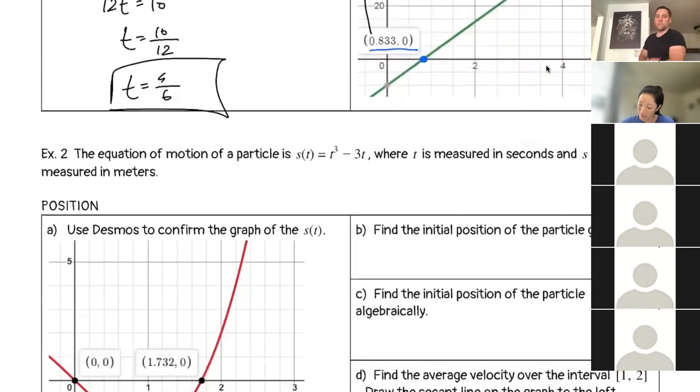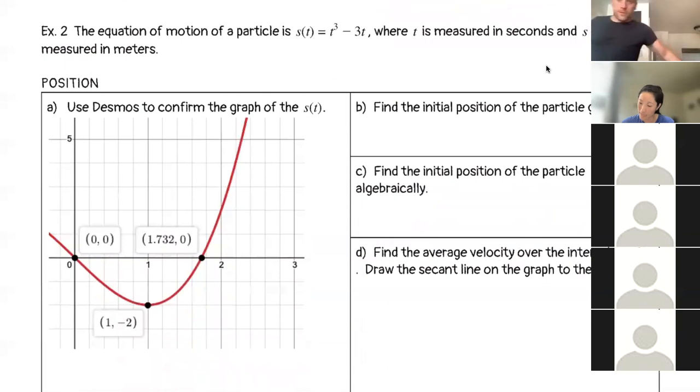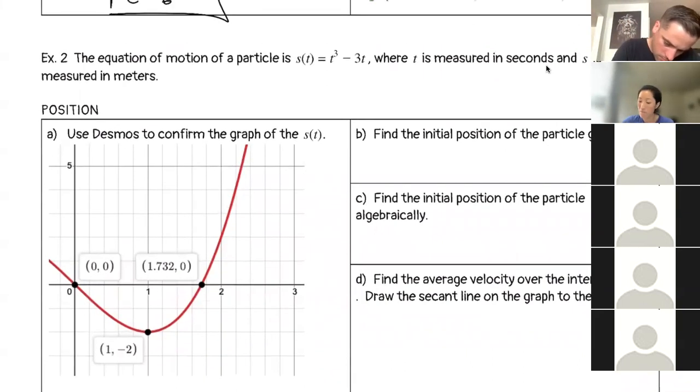So let's take a look at maybe a slightly different picture, and walk through that same idea again. In this case, we have the equation of motion of a particle. Position is t cubed minus 3t, where t is measured in seconds and s is measured in meters. If we put it on Desmos, we should get this graph.